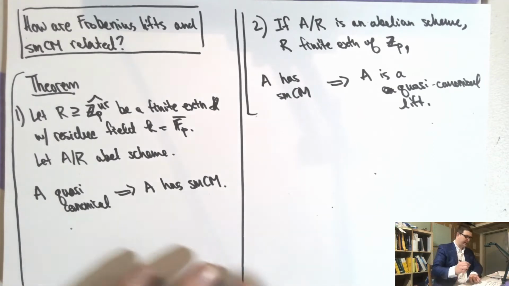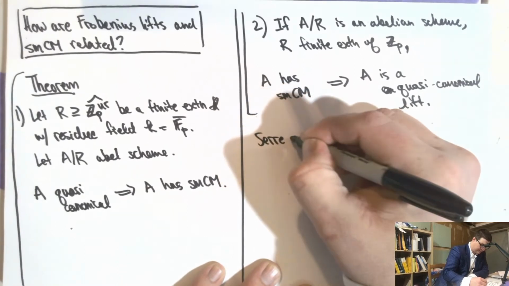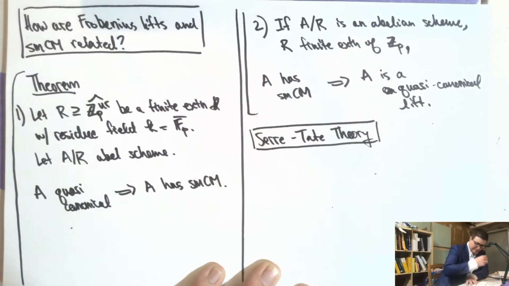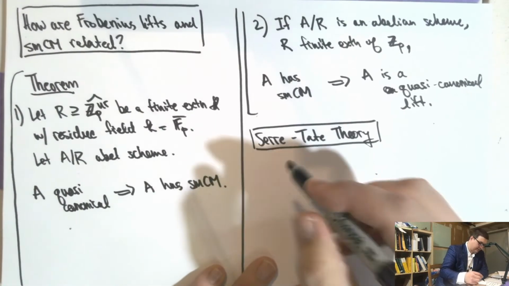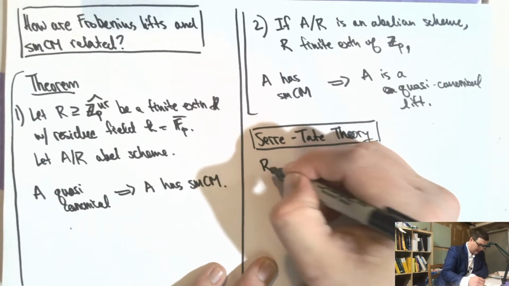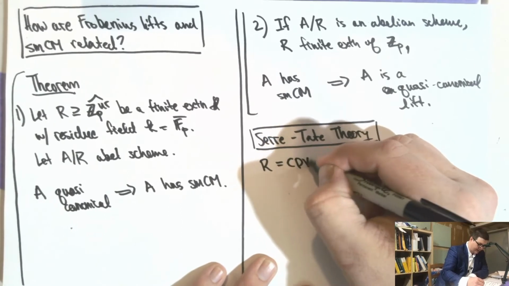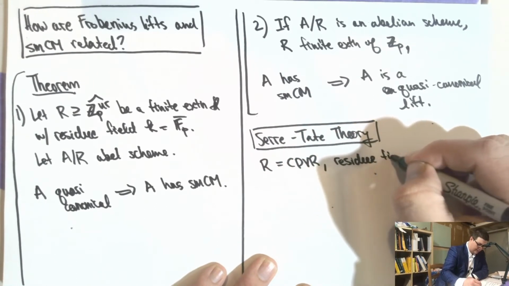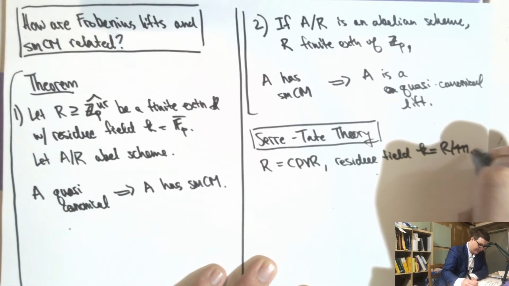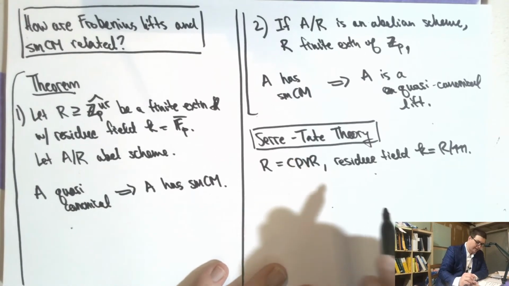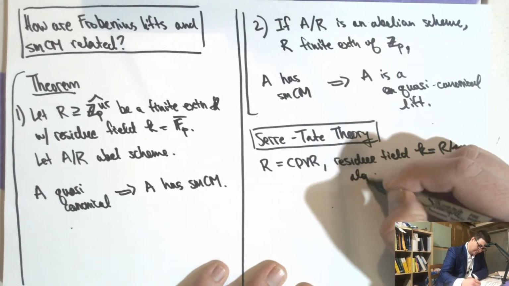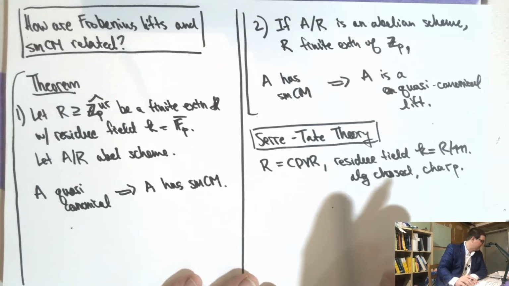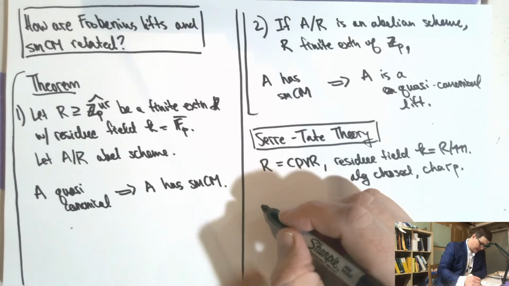Okay, so let's just do a little bit of Serre-Tate theory. Here R is going to be a complete discrete valuation ring with residue field K equal to R mod M. I think you can relax the assumptions, so this is algebraically closed, characteristic p. Okay, so then there's this functor.